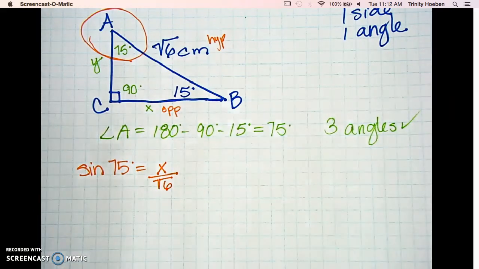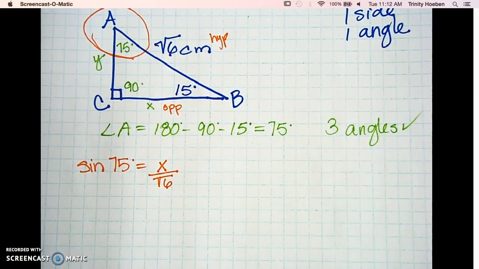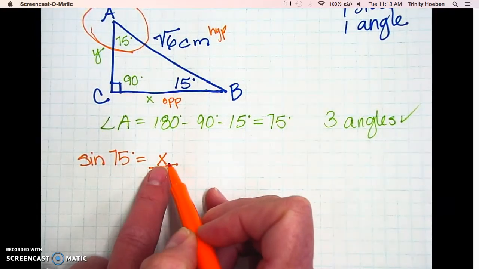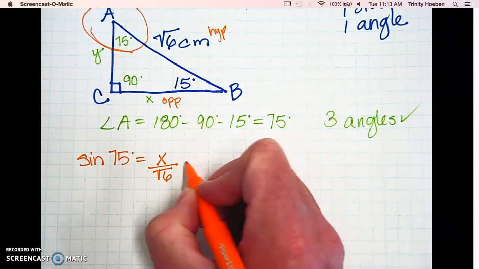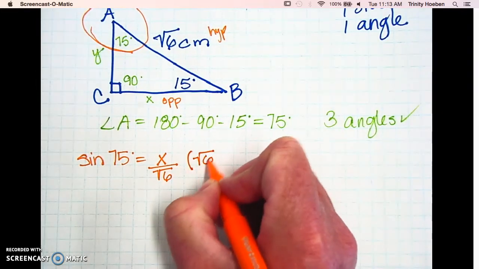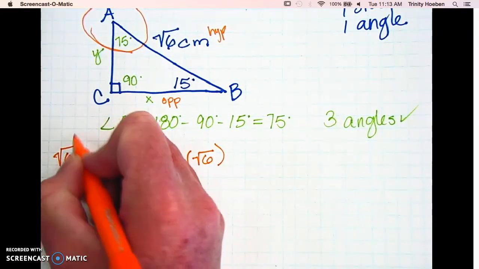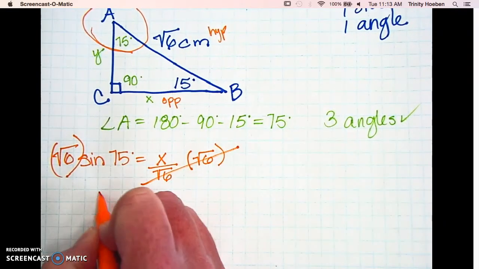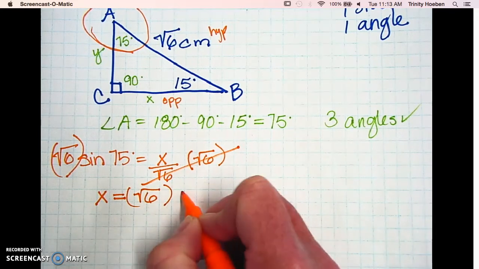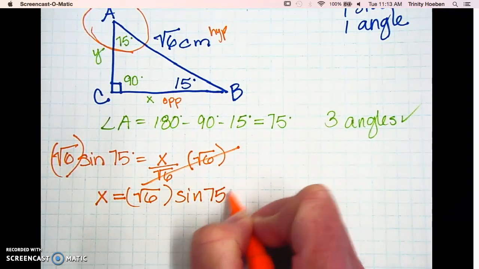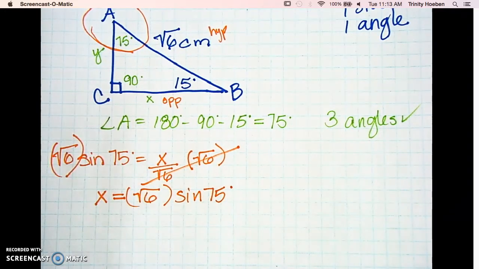And it looks really hard because it has a square root in it, but your calculator will do the square root for you, okay? So don't worry about it. You just need to know how to type it in the calculator, all right? So we want to solve for this X. This X right now is being divided by the square root of 6. So the inverse operation is to multiply by the square root of 6. So they cancel over here, and we're left with X is equal to the square root of 6 times the sine of 75. So let's type that into the calculator.